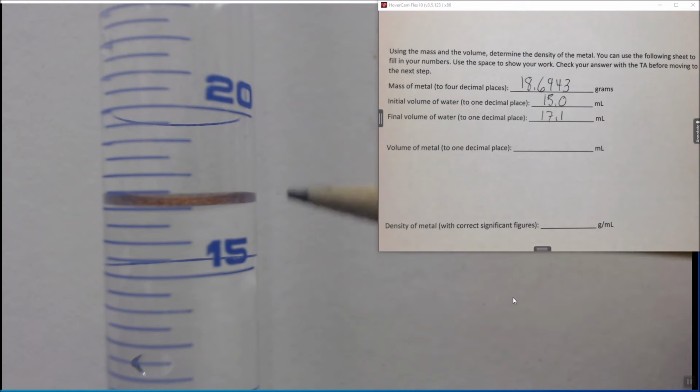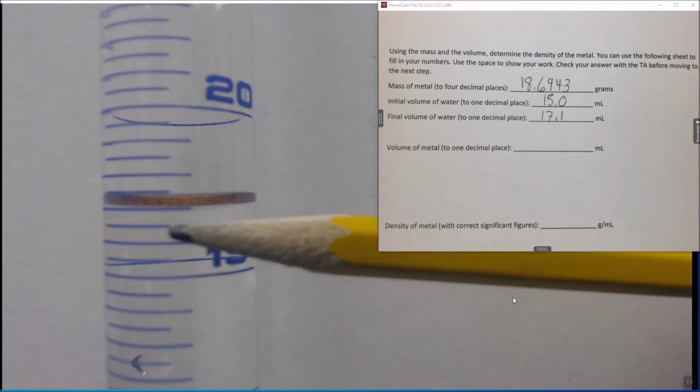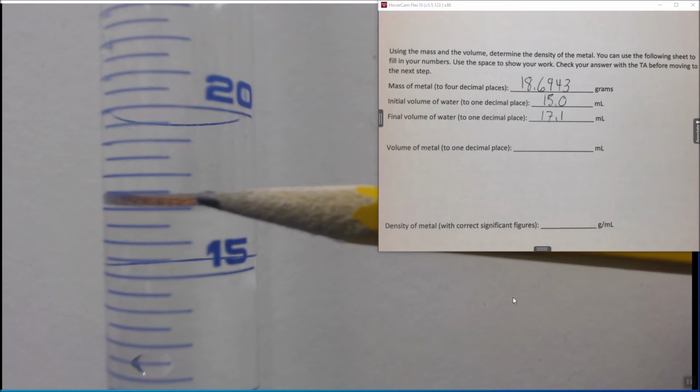Well, you see how we have the 15 and the water's here. So we go 15 and a half, 16, 16 and a half, 17, and we're just a bit above the 17. So that's why I'm calling it 17.1, because I can estimate that 0.1 in between the 17 and the 17 and a half.